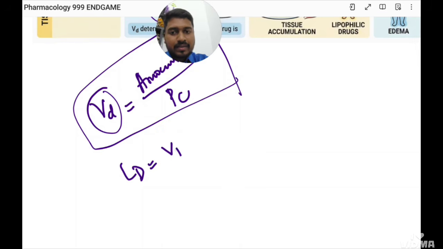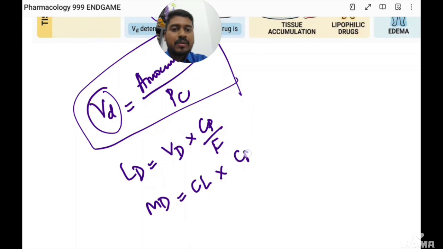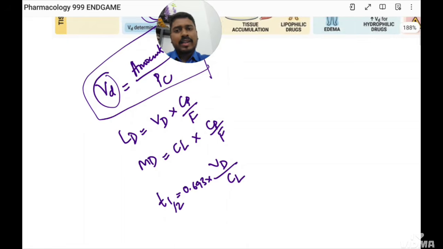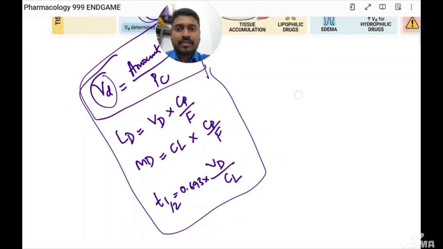Loading dose is equal to volume of distribution into plasma concentration divided by bioavailability. What is the formula for maintenance dose? It is clearance into plasma concentration divided by bioavailability. What about T half? T half is dependent on volume of distribution and clearance. So T half is equal to 0.693 into Vd by Cl. So these are the only four formulas you need to remember in pharmacokinetics.